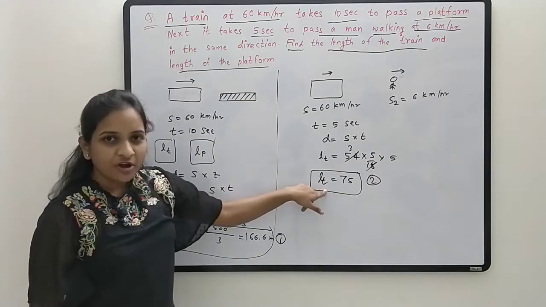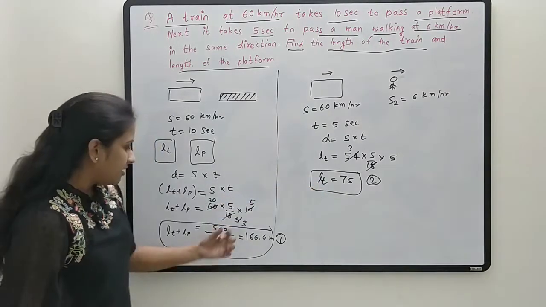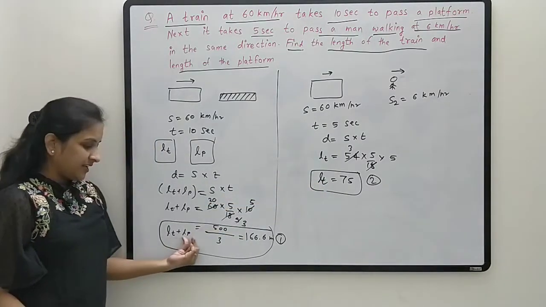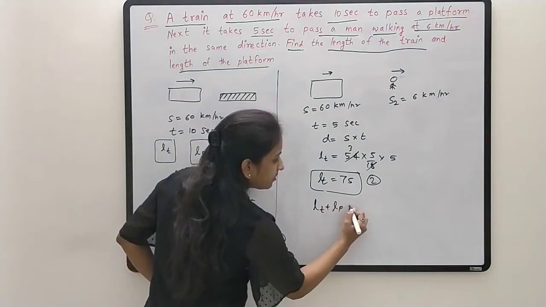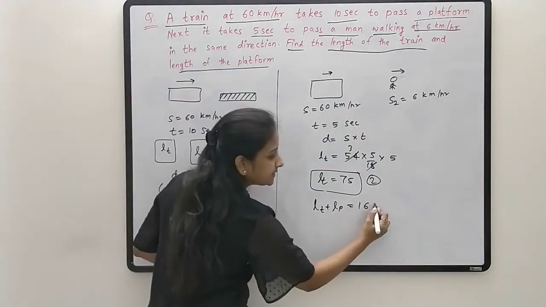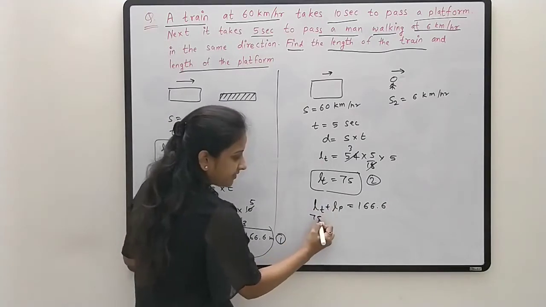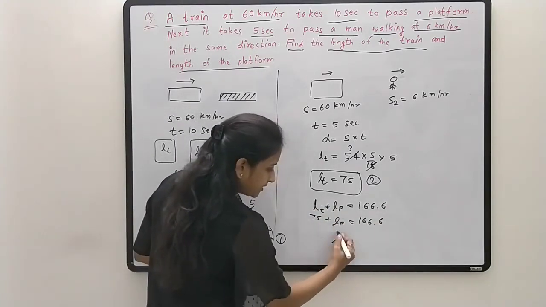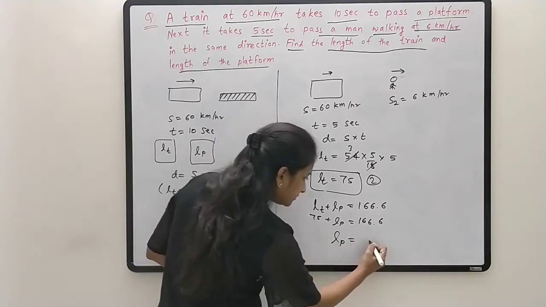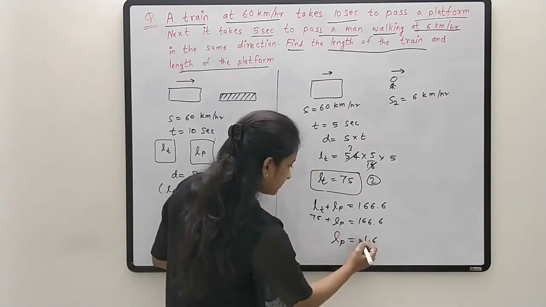See, directly we got here length of the train. Now let's substitute this here and we'll get length of the platform. Length of the train plus length of the platform is 166.6. This is 75 plus length of the platform is 166.6. So from this, after solving it, we'll get 91.6.